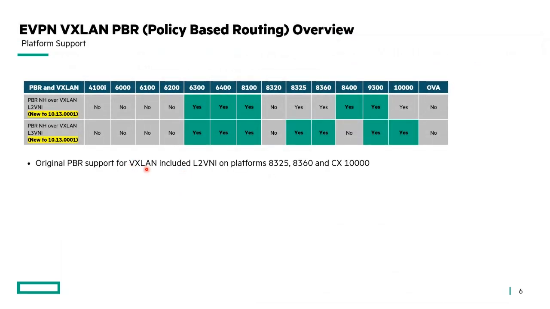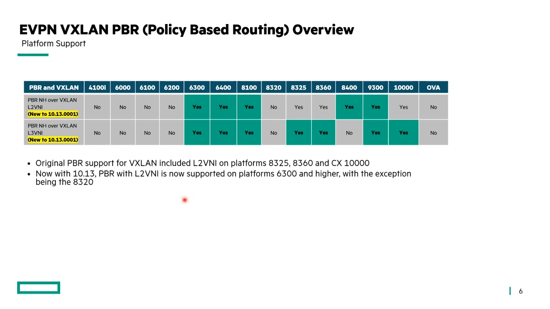So this is just the matrix support about the features that were added with 10.13. So in addition to the L3 VNI, we also extended support for the L2 VNI use cases to the other platforms that you see there. And so as I just mentioned, PBR with L2 VNI is now supported on 6300 and higher, with the exception of the 8320, which doesn't support VXLAN.